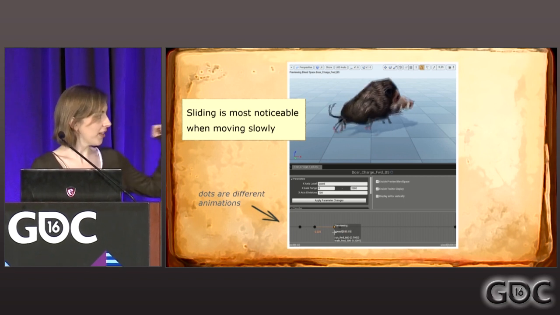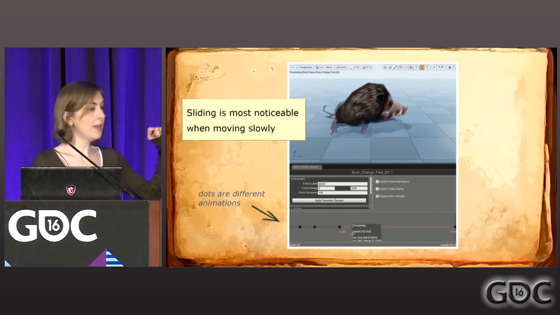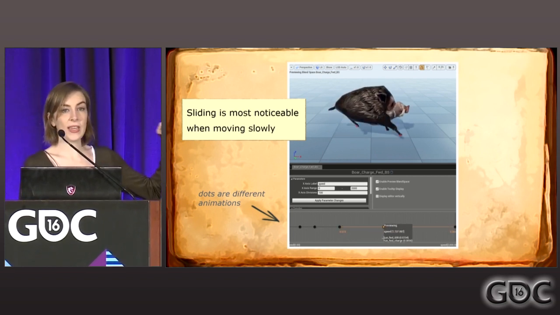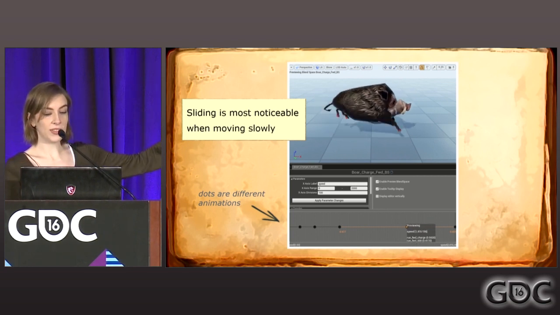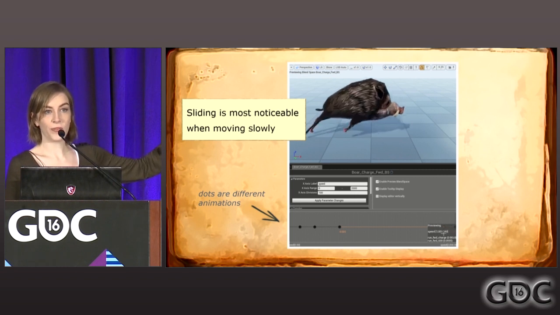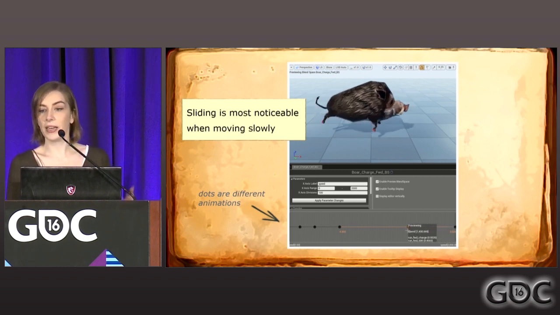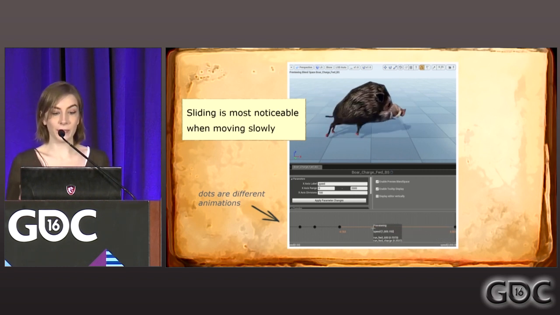What I'm doing is I drag the cursor from left to right. I'm manipulating the speed variable. This is the speed at which the character is moving through the world. And I'm just simulating what would happen if the character moved faster through the world. And you can see I'm blending through these animations. Again, this is probably really familiar to you.